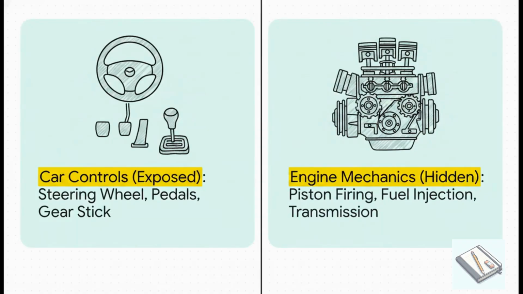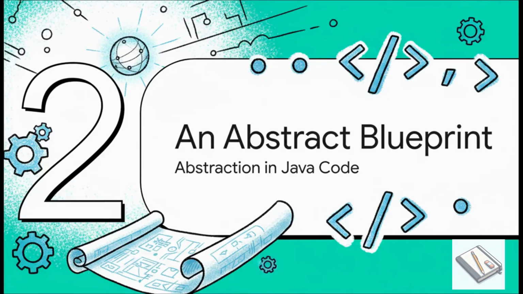And this brings us right back to that car analogy. The steering wheel and pedals, that's the essential exposed interface. The engine mechanics, the transmission, that's the complex hidden stuff. Abstraction is that wall that separates the two. All right, so that's the big picture idea. But what does this actually look like when you're writing Java code? Let's take a look at a blueprint.